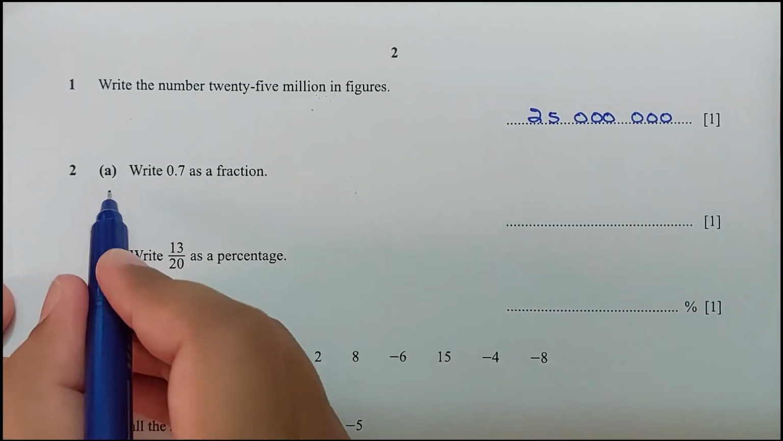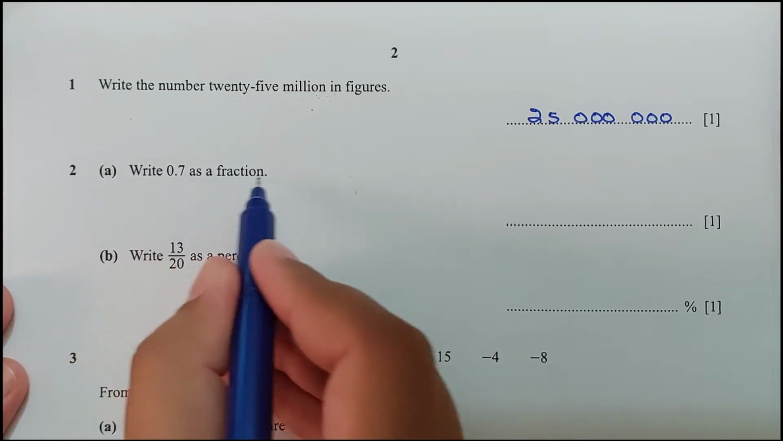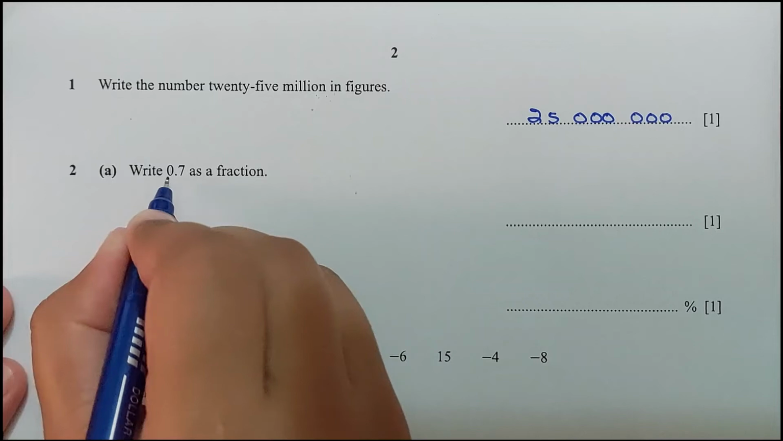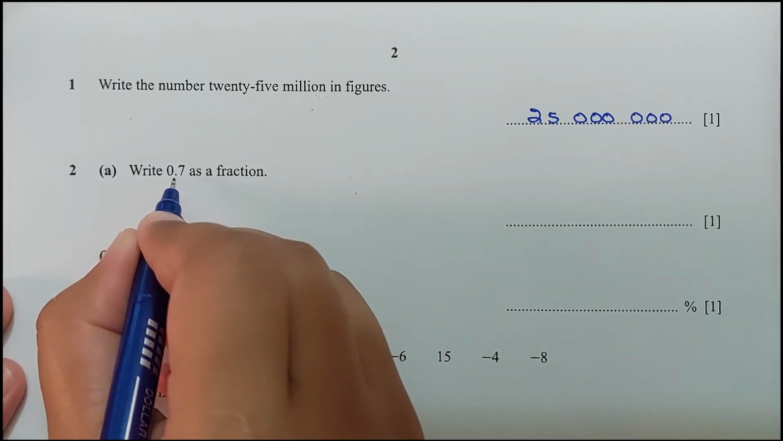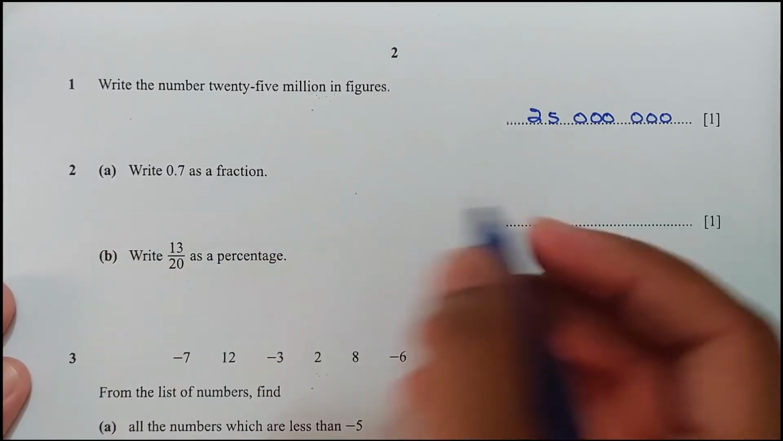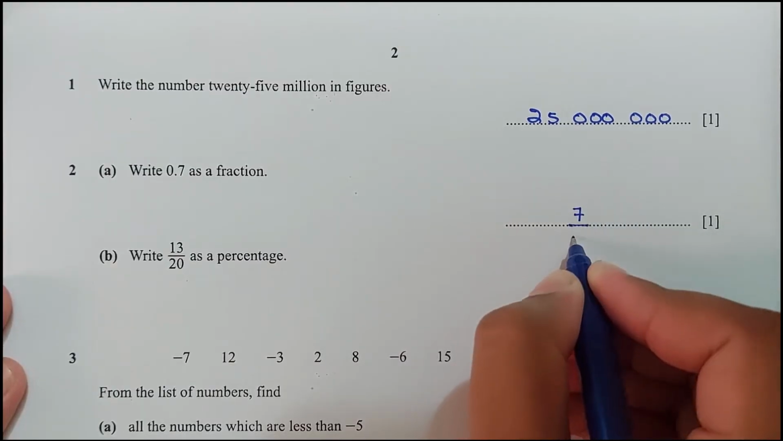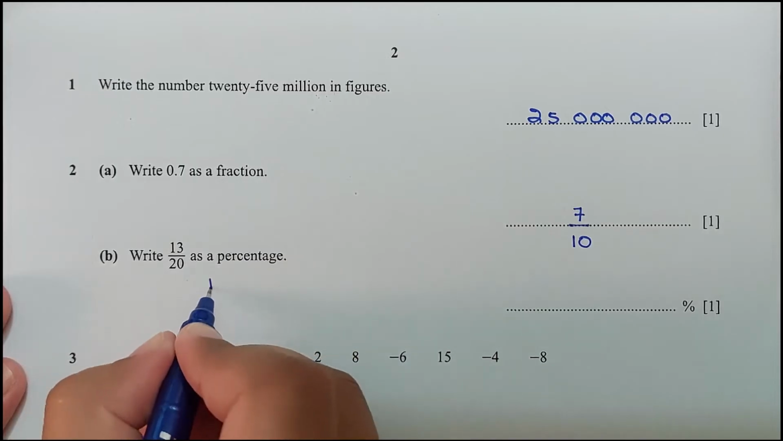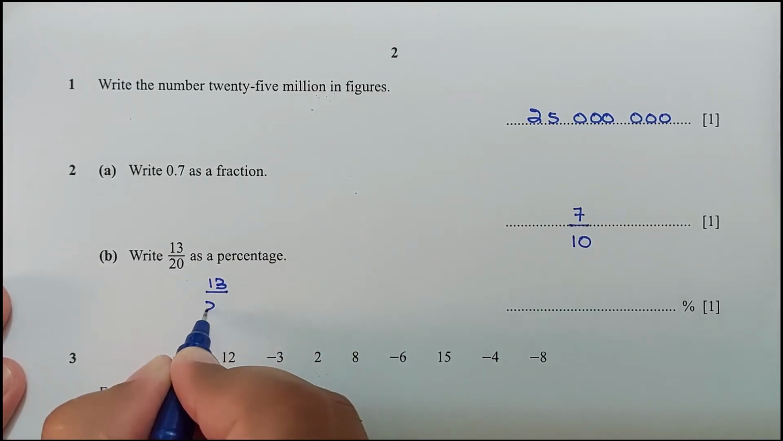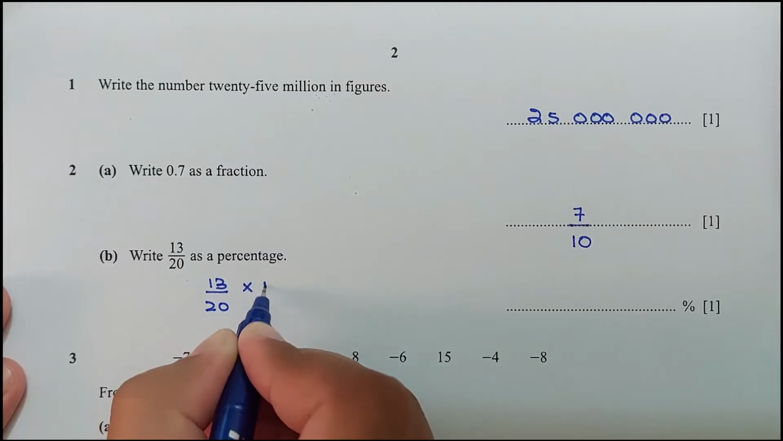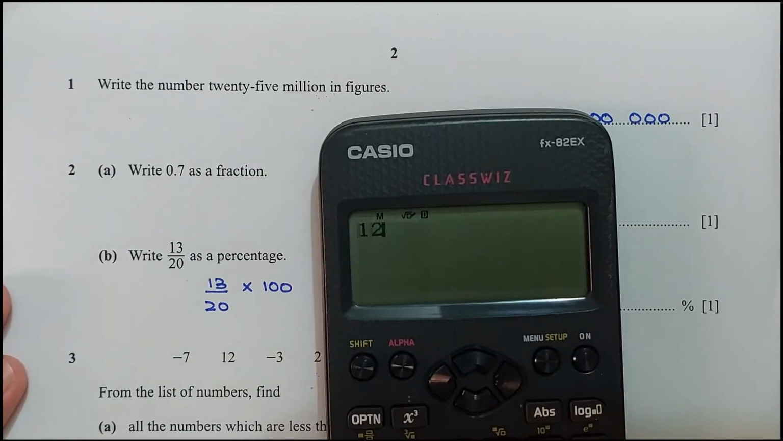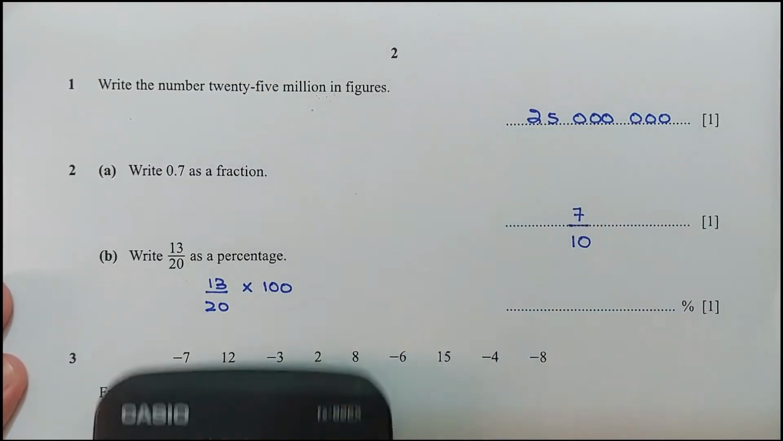Right. Number 2, part A, write 0.7 as a fraction. So 0.7, we have just one digit after the decimal, so we can write 7 out of 10. Write 13 by 20 as a percentage. So 13 over 20 times 100. Let me simplify. 13 divided by 20 times 100 is 65%.